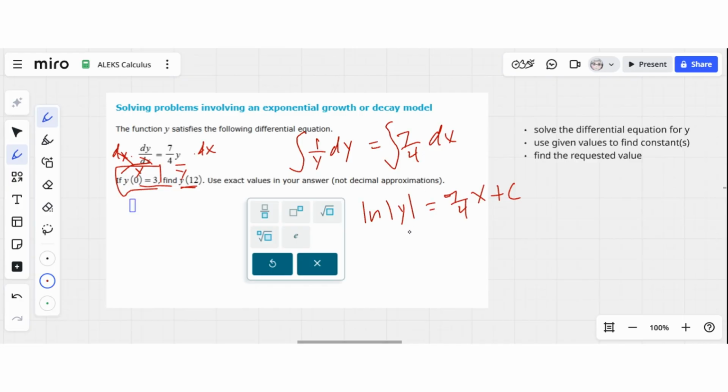Now, we want to solve this for y, and y is inside an absolute value and inside a natural log. So to deal with the natural log, I'm going to exponentiate. I'm going to take e to that power on both sides. And e and natural log undo each other. So poof, poof, we've got the absolute value of y. And here we've got e to the 7/4 x plus c.